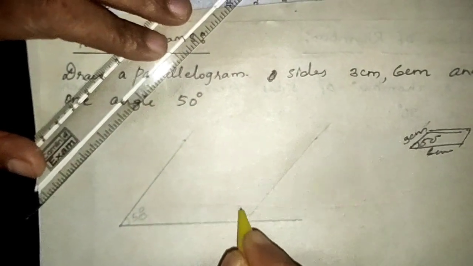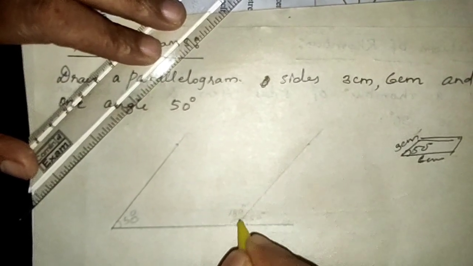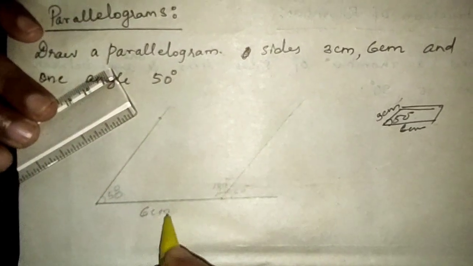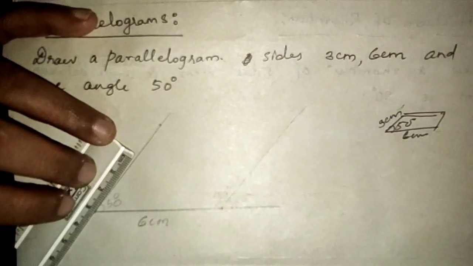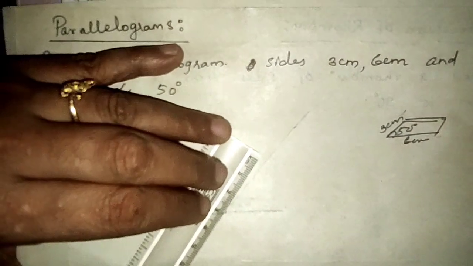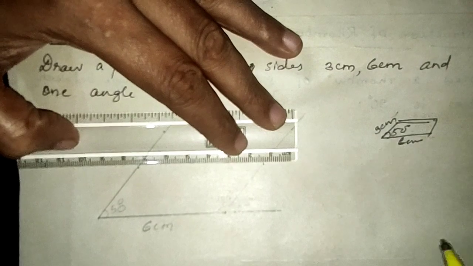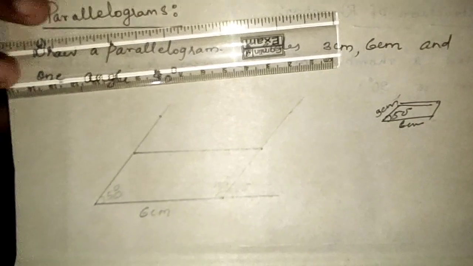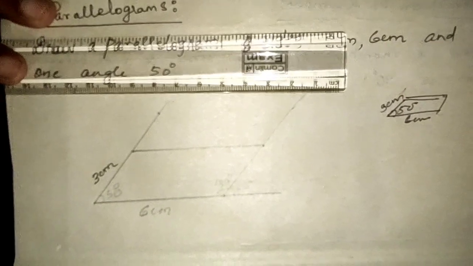And what about this angle? That is equal to 130 degree. Since this angle is equal to 50 degree, this angle is equal to 130 degree. Then this side is equal to 6 centimeter. Then what about this side? Second side is equal to 3 centimeter. So just mark on this line 3 centimeter. Similarly here also. Okay, just join that. So this is our parallelogram with the sides 6 centimeter and 3 centimeter and angle between them is 50 degree.